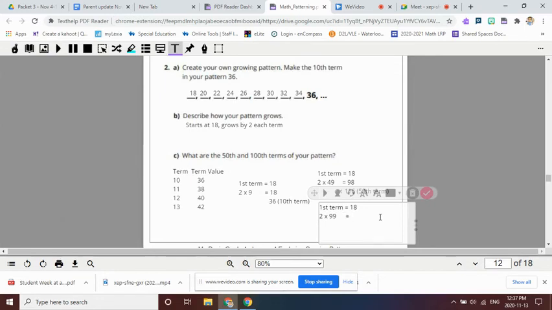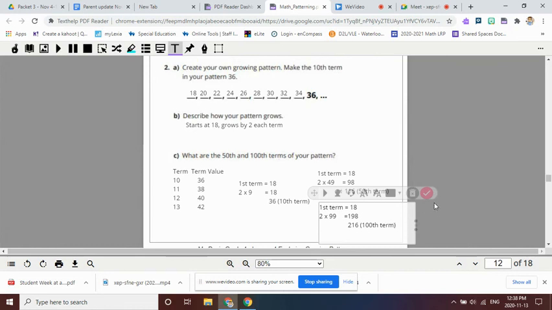So let's do the same mental math strategy. 2 times 100 is 200. So 2 times 99 would be 198, which is 1 group of 2 less. And we'll jump down here and do some adding. So let's take 2 from my 18 and add it to 198. So that gets me to 200. And then I have 16 left to add. So 216. And that is the value of the 100th term.